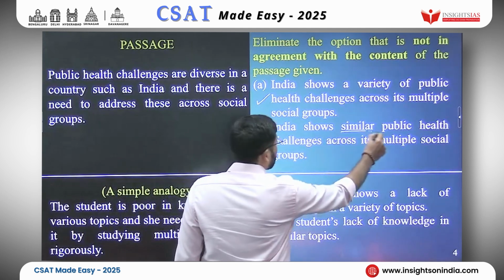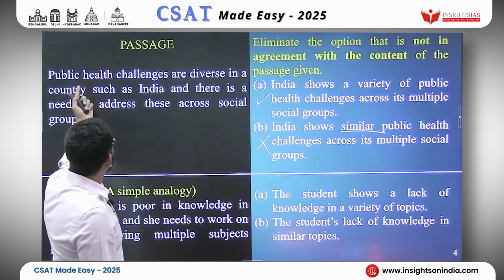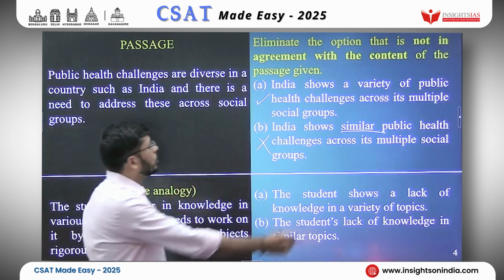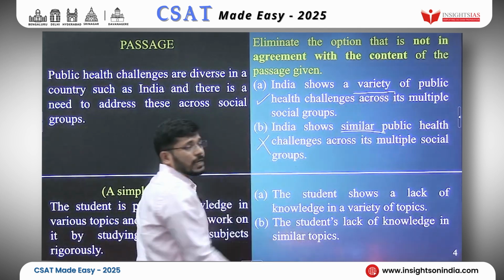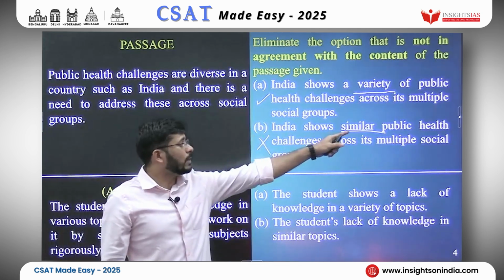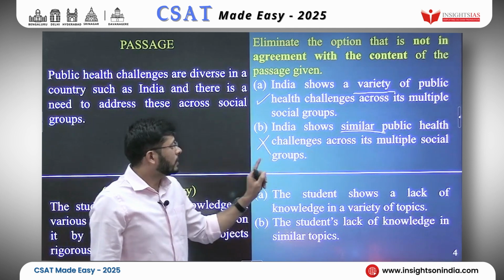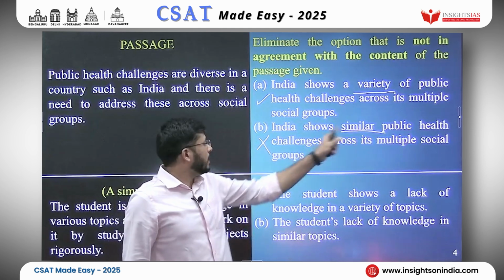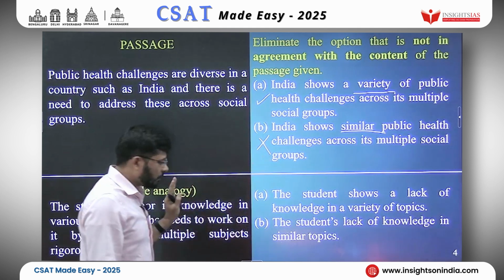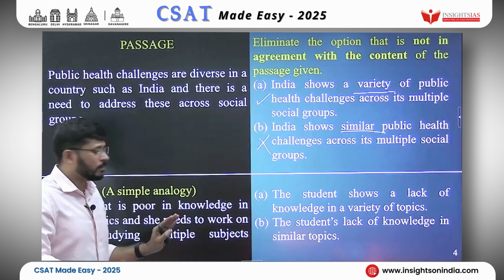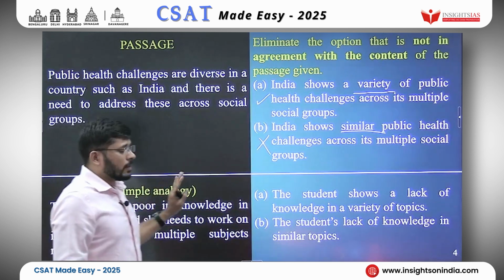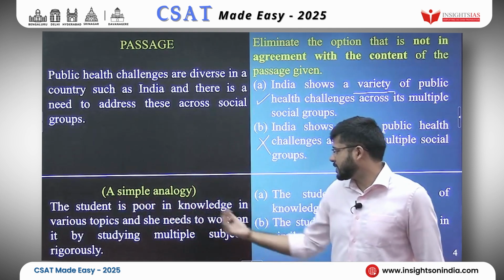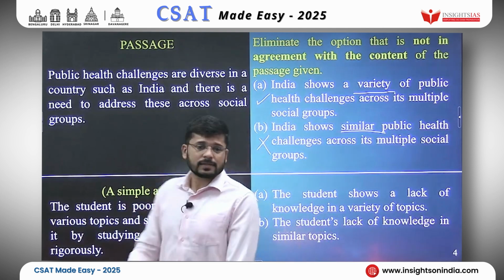No. What does the passage say? Public health challenges are diverse. So the challenges are diverse. So there are a variety of challenges. India shows similar public health challenges across its multiple social groups. The rest of the sentence is correct. However, similar public health challenges, no. So if we have to understand it better, we can read our analogy. The same analogy, the student is poor in knowledge in various topics and she needs to work on it by studying multiple subjects rigorously.